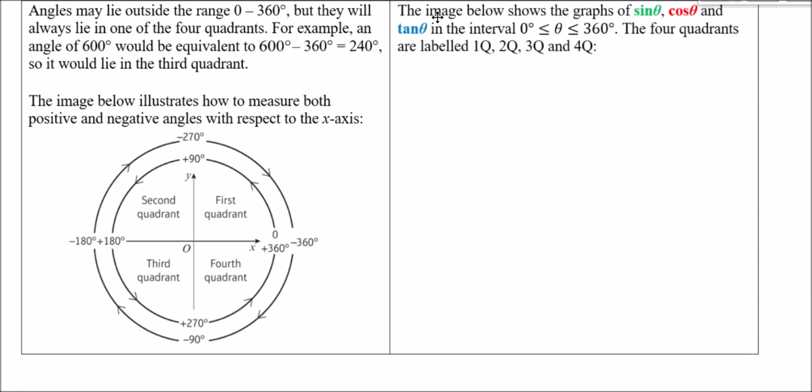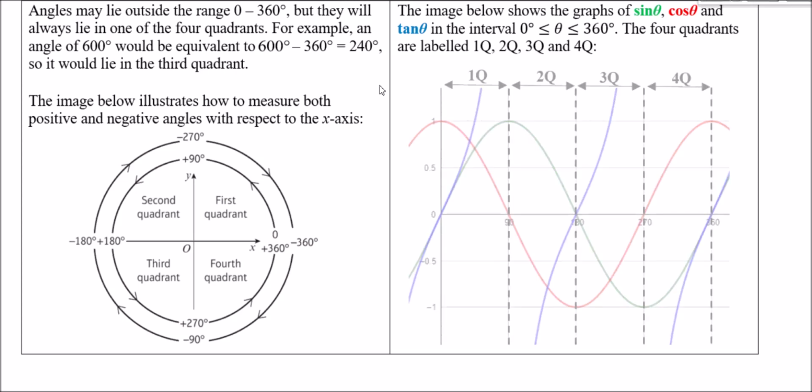Again, I'm going to show you a few graphs in this image below, and in green is going to be sine theta, red cos theta, and blue tan theta, between 0 and 360 for theta. I'm going to put the four quadrants labelled as 1Q, 2Q, 3Q, 4Q for the first quadrant, second quadrant, third quadrant, and the fourth quadrant respectively.